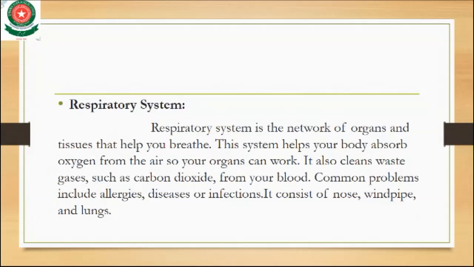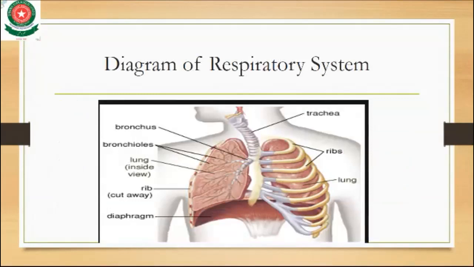So in the next slide, we will see the diagram of the respiratory system. In the diagram, there are the bronchus, bronchioles, lungs, ribs, diaphragm and trachea. These are all included in the respiratory system. This is the second kind of human organ system.